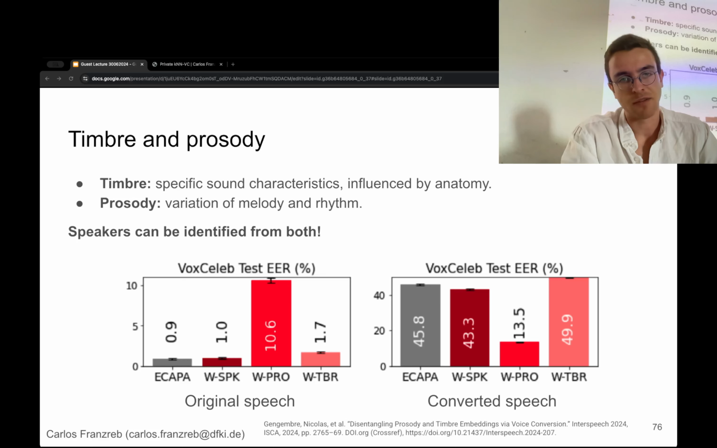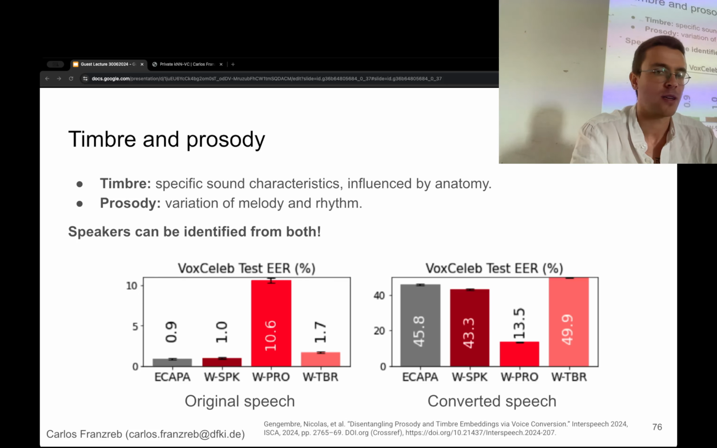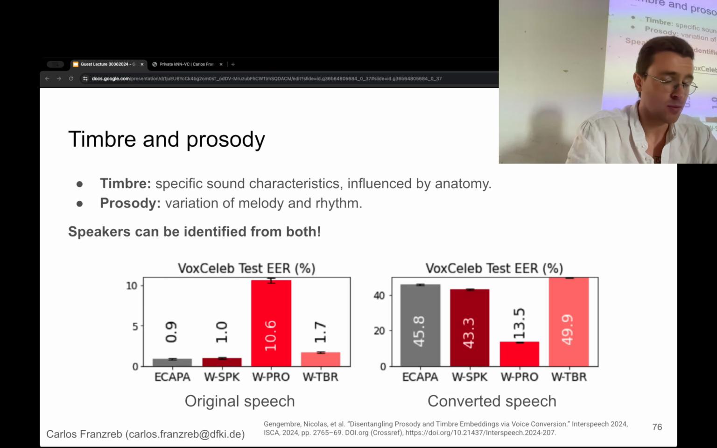But then the most interesting figure is the one on the right, where they are analyzing identification performance on converted speech. ICAPA, the speaker recognizer trained on original speech, will not be able to identify anonymized speakers, obviously, because it's just not what it's trained on. But here you see that with the prosody embedding, you are really not losing much performance from converting the speech. You're going from 11% equal error rate to 14, which is a very low degradation, showing that converted speech does not convert prosody.